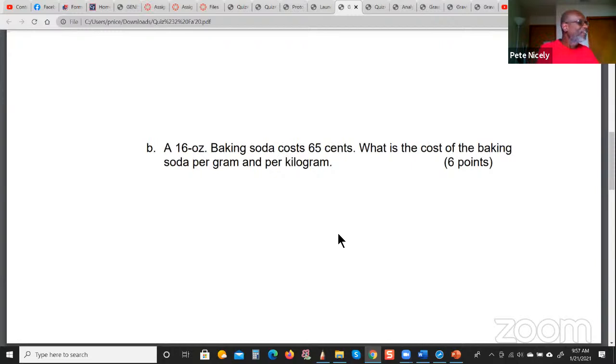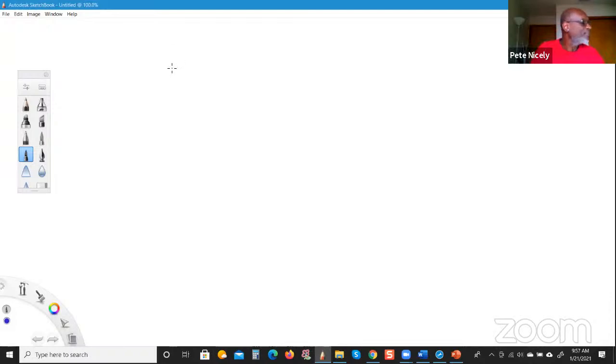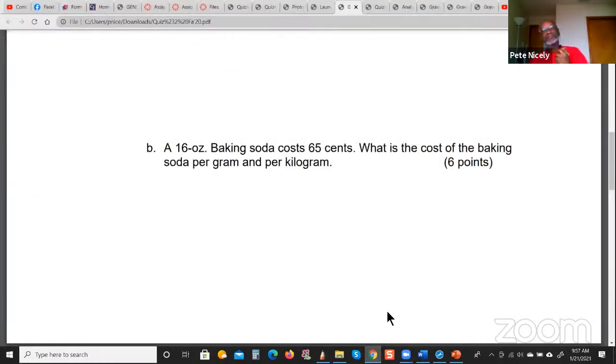Okay, so let me look that up. From ounces to grams. Okay, so this is what I have. I'm going to write it down right here. So the relationship between ounces and grams is 16 ounces is equal to 453.59 grams. Okay, so that's a relationship between the ounce unit and the gram unit. Okay, so what next?